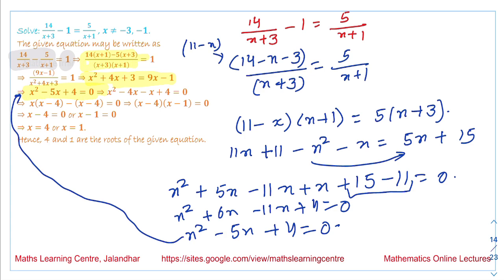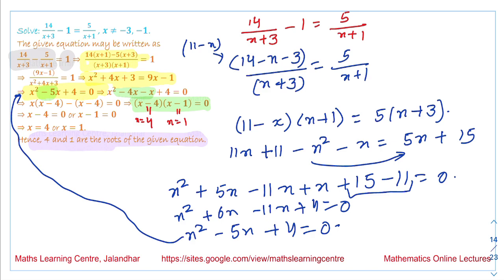Now after splitting the middle term, you will get -4 and -1. They will satisfy this, that -4 - 1 is -5. So on solving this, you will get that the two factors are (x - 4) and (x - 1). This factor will give x = 4 and this factor will give x = 1. So we are saying 4 and 1 are the roots of the given equation.